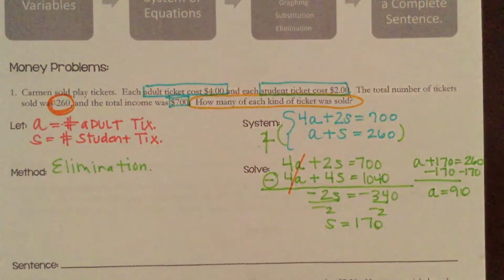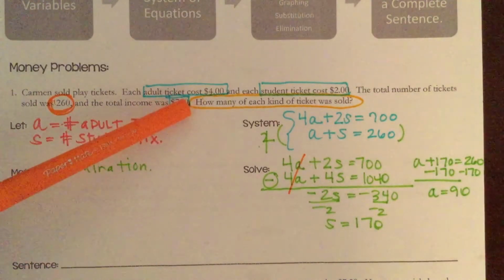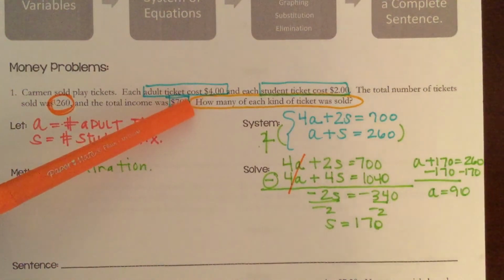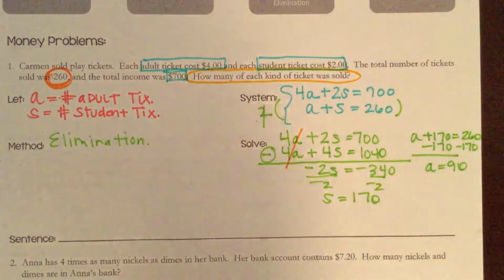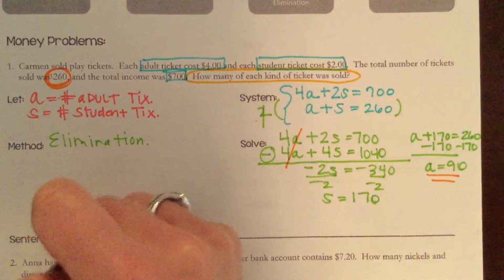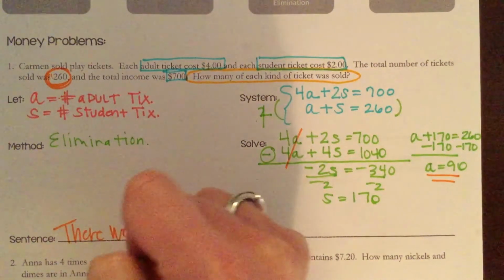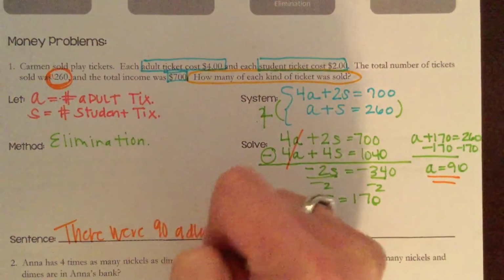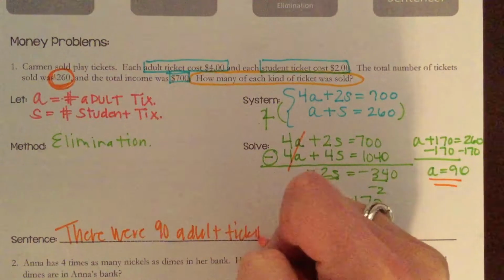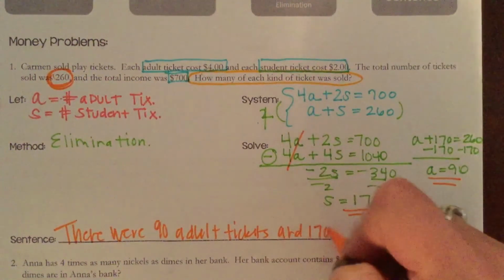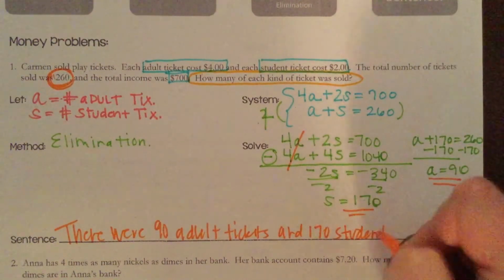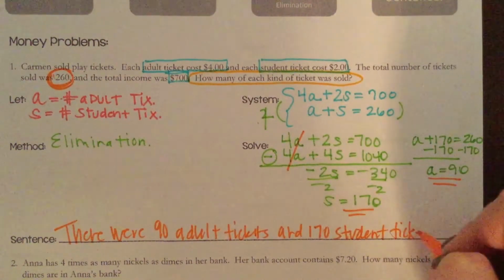Our last step is to write our solution as a complete sentence, making sure that we answer this question. How many of each kind of ticket was sold? Well, I have learned that there were 90 adult tickets and 170 student tickets sold.